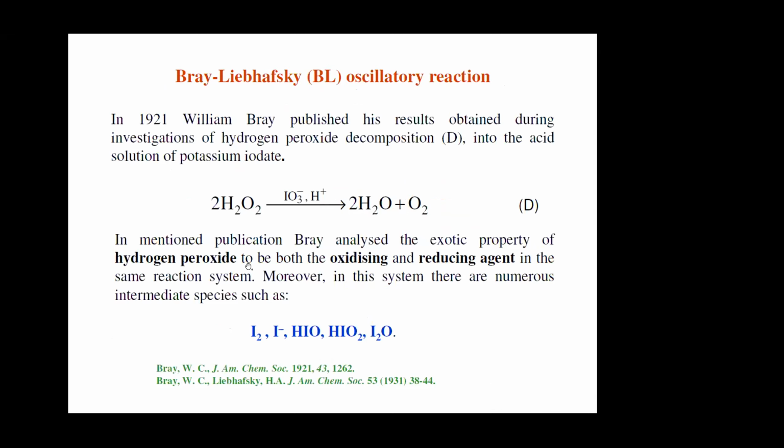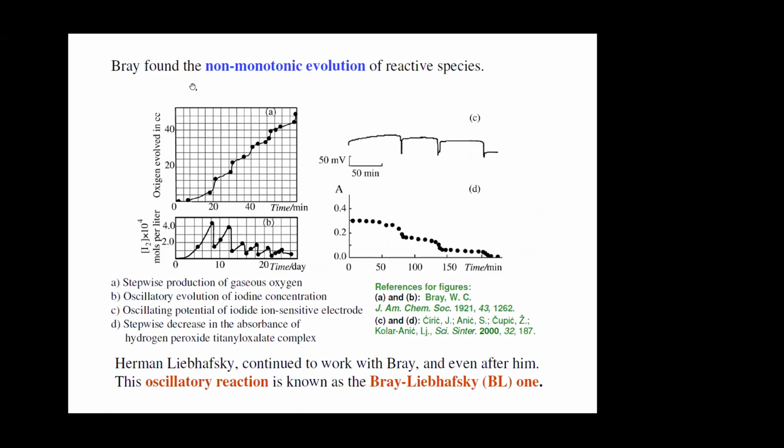In this publication, Bray analyzed the exotic property of hydrogen peroxide to be both the oxidizing and reducing agent in the same reaction system. In this system, there are numerous intermediate species such as iodine, iodide, hypoiodous acid, iodous acid, I2O, and so on. Consequently, this reaction is not simple. This is a very complex reaction. And he obtained non-monotonic evolution of reactive species.